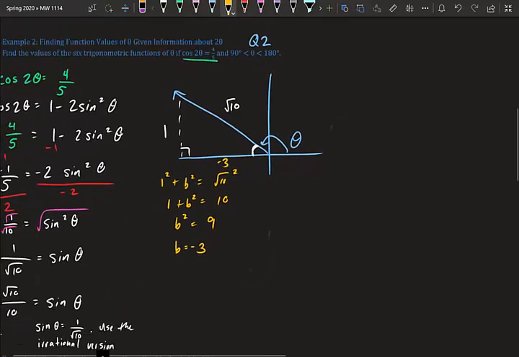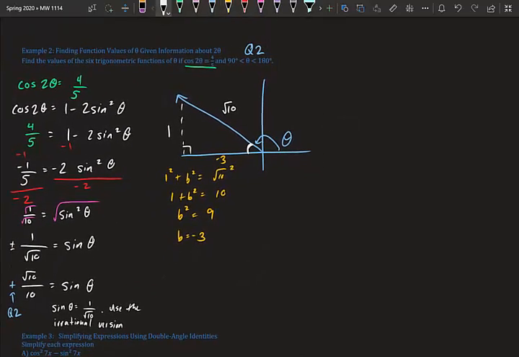So now that we have our triangle, we can go ahead and identify the rest of the trigonometric functions. So we have sine theta. We found it. It's square root of 10 over 10. Your final answer should always be rationalized. But if you're working with sine, use the not simplified version.